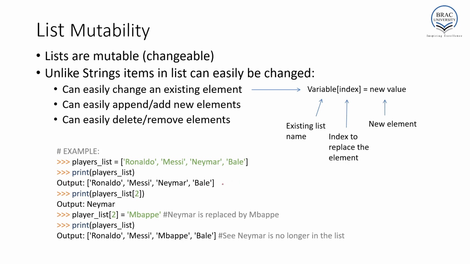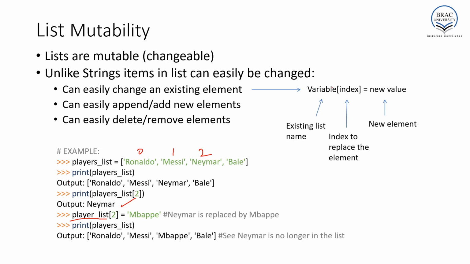So what if I wanted to print the third element of this list? players underscore list, and then go to the location of 2, which is 0, 1 and 2, the third element of this list. So I get Neymar printed. Now I want to change the third element of this list. I want to change the element Neymar to Mbappe.